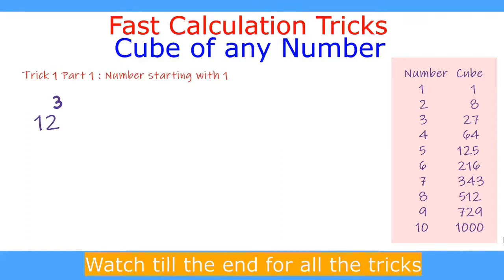So we start with finding the cube of numbers which are starting with 1, and our first number is finding the cube of 12. So we write the first digit of 12, which is 1, and the second digit is 2. Now we will write the square of 2, which is 4, and then we will write the cube of 2, which is 8. Now we will leave 1 and 8, and we will double the middle numbers 2 and 4. So double of 2 is 4 and double of 4 is 8.